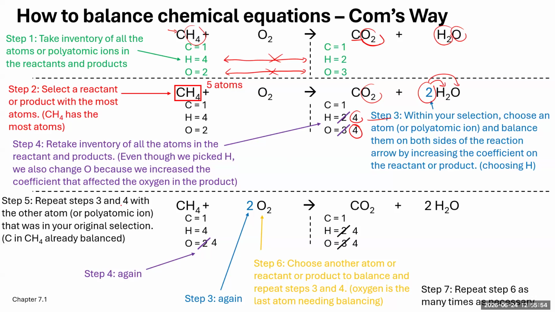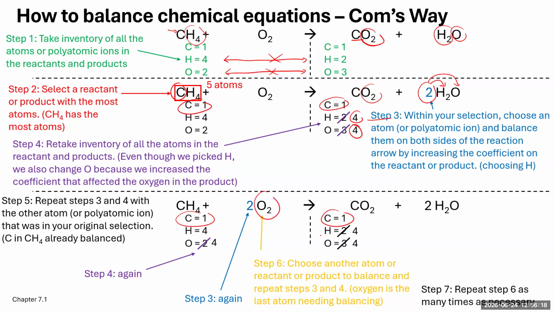So repeat steps 3 or 4 with the other atom. The other atom was carbon. The carbon is already balanced, right? We have 1 on each side, so we don't have to do anything. The last thing is now choose another atom or reactant to balance and repeat steps 3 and 4. So oxygen is the last thing.